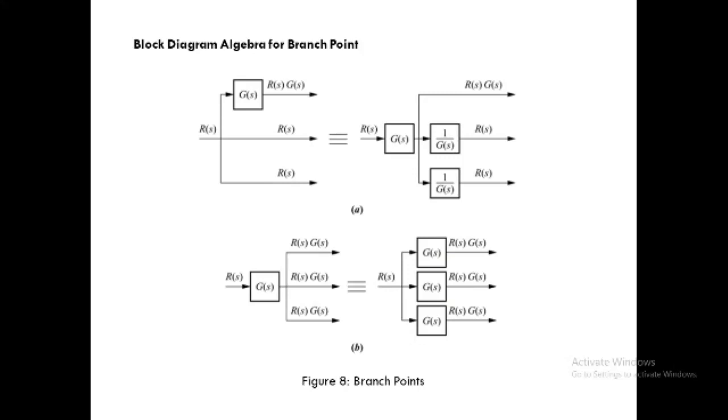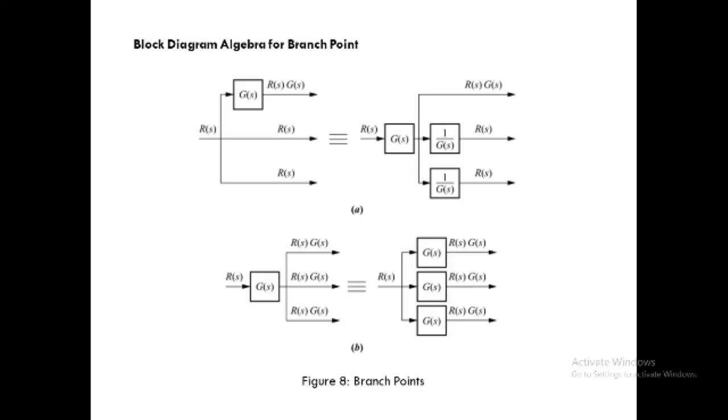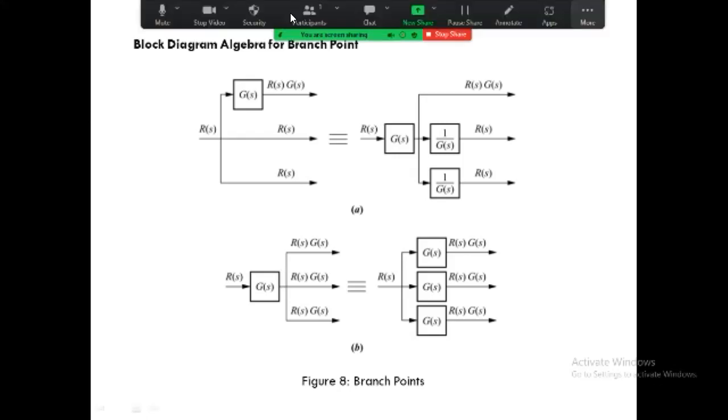Whenever we are shifting this G of S in the second and third lines, it should always be 1 upon G of S and 1 upon G of S, and R of S will be the same. But what should be in the first line? It is the same as R of S into G of S. But we have to take it out towards the pickup point. These all points are considered as a branch point or loop point.